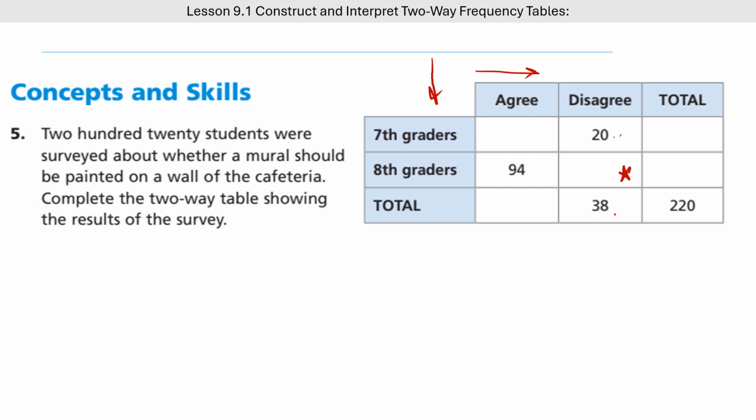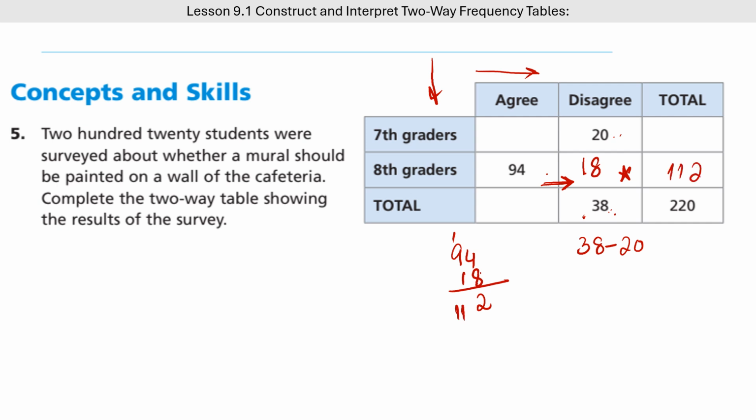Now, on this side, if total is given, so I subtract. So what do I do to find out this star empty place? I will make the subtraction because total is given. So 38 minus 20, it gives me 18. Okay, now again, to find the total, I have to go like that in these two. So to find the total, I add, which means 94 plus 18. 8 plus 4 is 12, 1 carry, 9, 10 and 11. So it will give me 112.